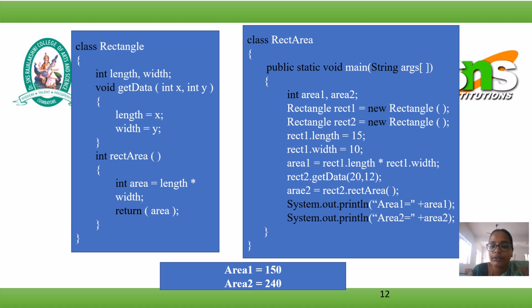Again you have created one more object for the same class, but you have passed other values, 20 and 12. So it returns the area value as 240. In this page, two examples are given. The first one is for one object creation, and the second one is for two object creation. For a class, two objects are created, and that will be explained in this. Thank you.